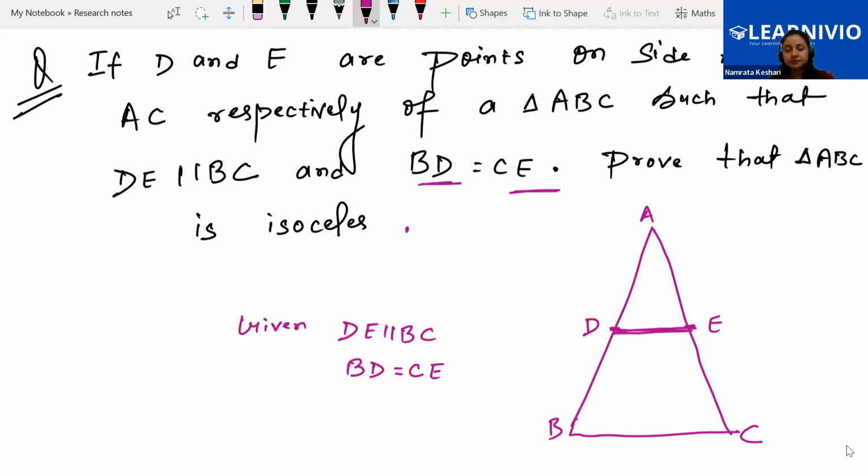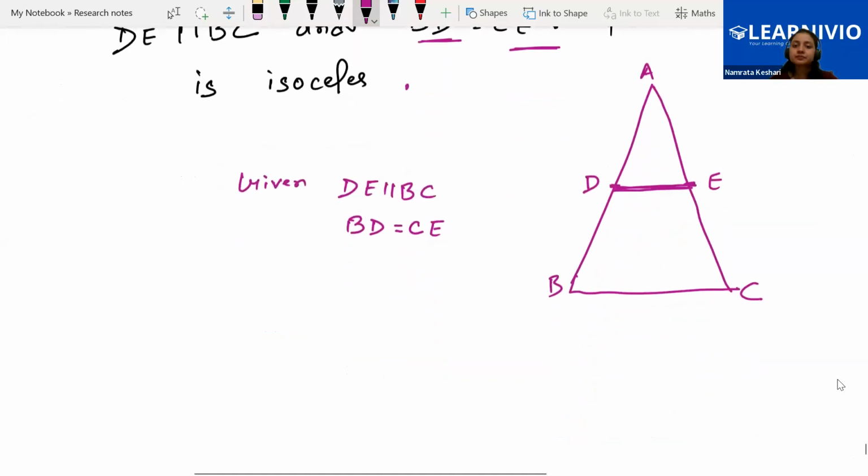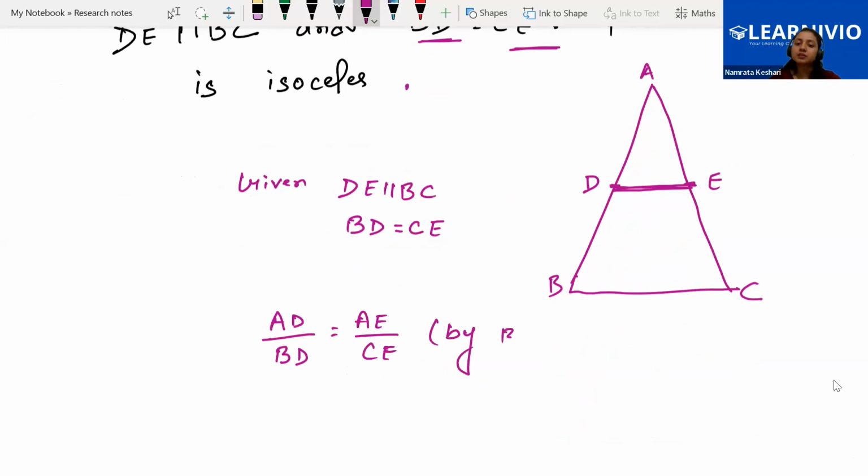Ma'am, since it's given that DE is parallel to BC, doesn't that mean that AD by DB is equal to AE by EC? By basic proportionality theorem, we can write it. Yes. It means AD by BD is equal to AE by CE. Okay, by basic proportionality theorem.